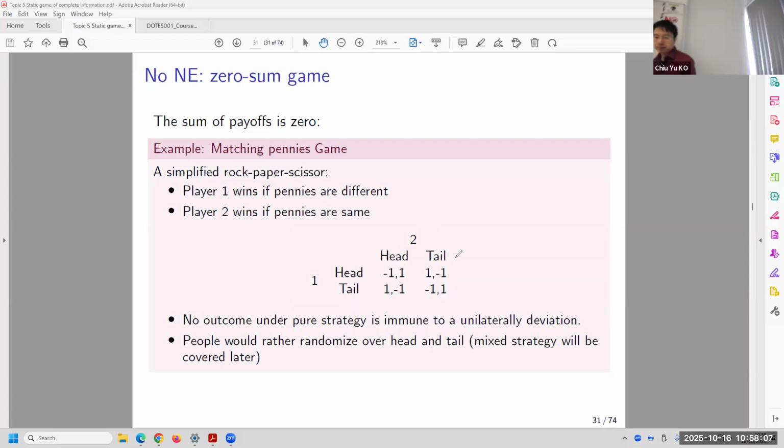And in fact, this is what Nash said. Instead of thinking about pure strategy, later we argue that they will randomize. They would toss a coin to decide whether it's head or tail. They randomize half likely head, half likely tail. That will be our prediction. We'll talk about that soon, but we focus on pure strategy first.